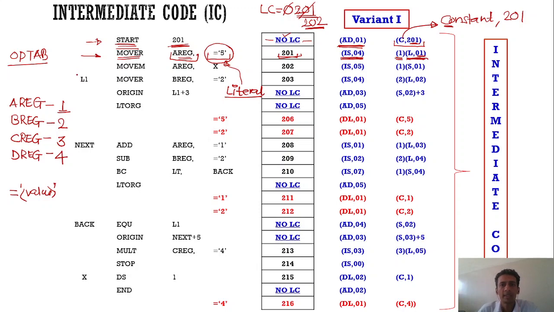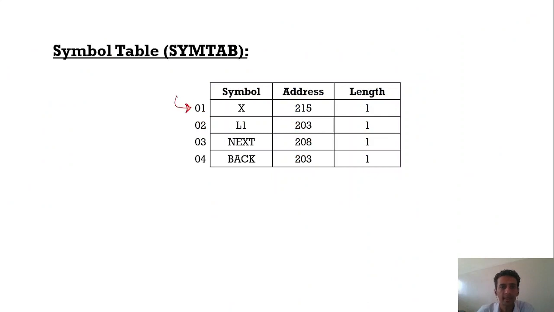Now moving to the next instruction, that is MOVEM. So MOVEM will be IS comma 05. A register we will be writing as 1 and X in the operand 2 field. So X is a symbol, right? So once a symbol is encountered, we will be making the entry of this symbol in the symbol table if not already done. This X is the first occurrence of this symbol X, so we will be making its entry at the first position in the symbol table.